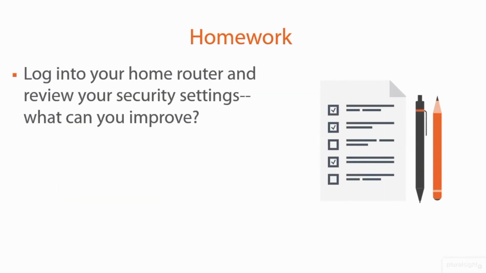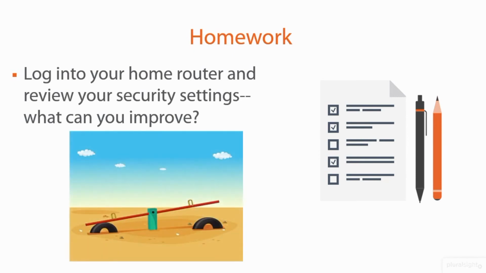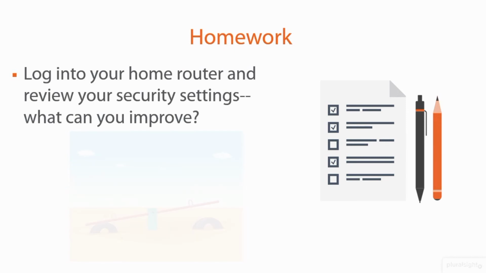For homework, I have two assignments. The first is I'm challenging you to log into your home Wi-Fi router. If you have just a wired Ethernet gateway, do some research to figure out how to connect to it. You may just use the default username and password. A little research should be able to answer that for you. And review your security settings, specifically for Wi-Fi routers. What can you improve? There's always a counterbalance, because on one hand, the more you increase the security of your Wi-Fi network, the trade-off is that you're going to make the Wi-Fi network more difficult for users to actually use. So you want to strike a balance.